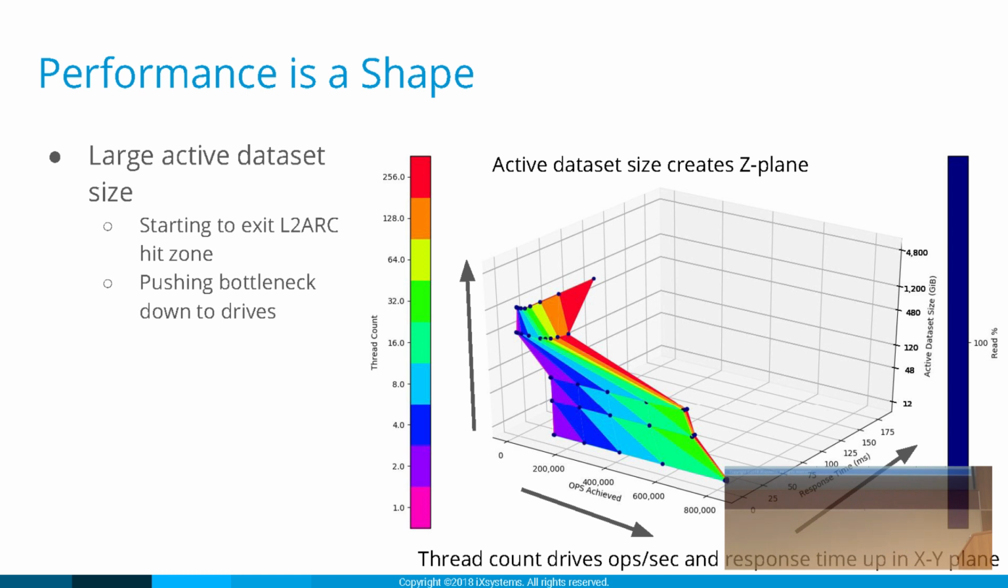When we get to our large active data set size here, we're starting to exit the L2ARC hit zone, and we're starting to push that bottleneck down to our drives. So we're increasing, remember the graphic from earlier, we're increasing our active data set size, and we're driving the workload further, and we're hitting the bottlenecks along the way. But we're still not really at the hard drive. We're basically entering the hard drive bottleneck at this point with this large active data set size.